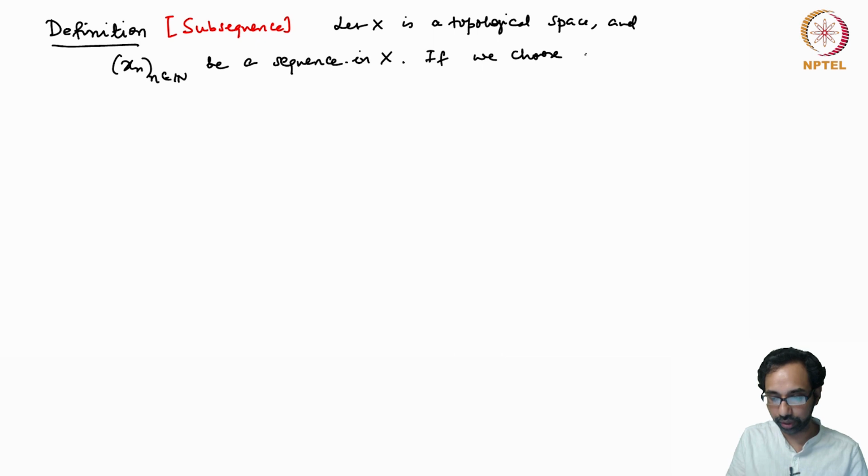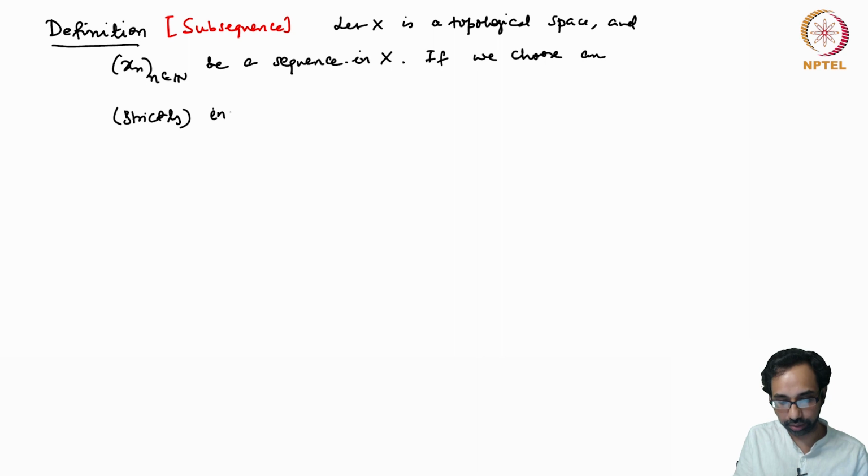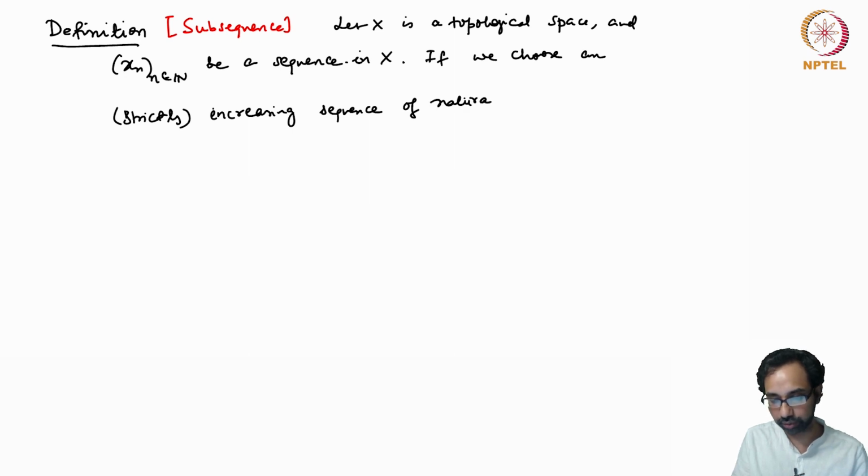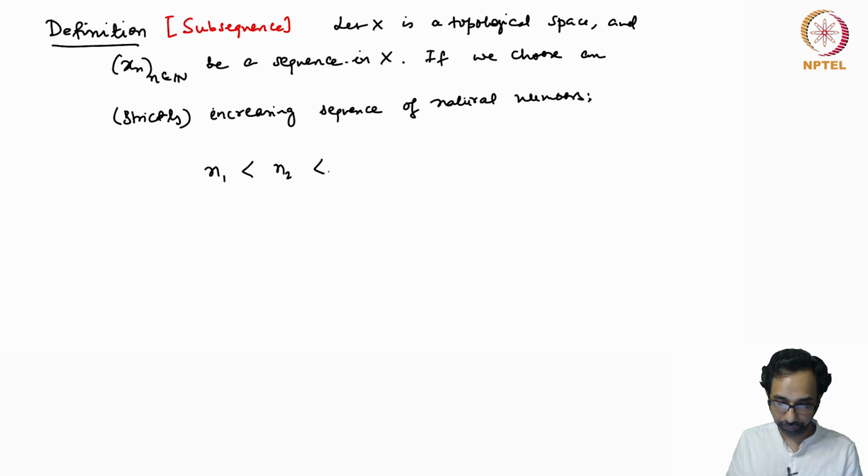If we choose a strictly increasing sequence of natural numbers, so we have n1, the first natural number, less than n2, the second one is strictly higher, similarly the third one is strictly higher, and so on. So this is an infinite sequence of natural numbers, which is strictly increasing.